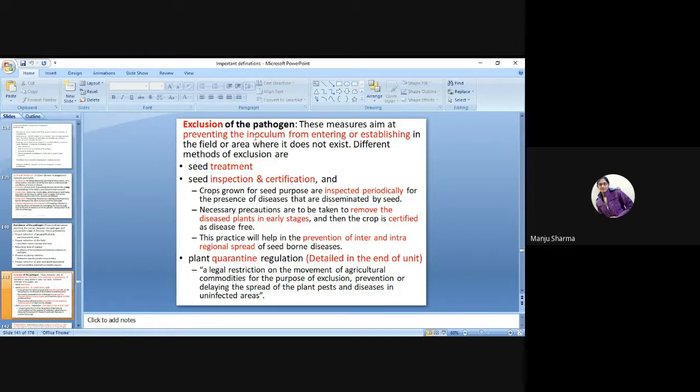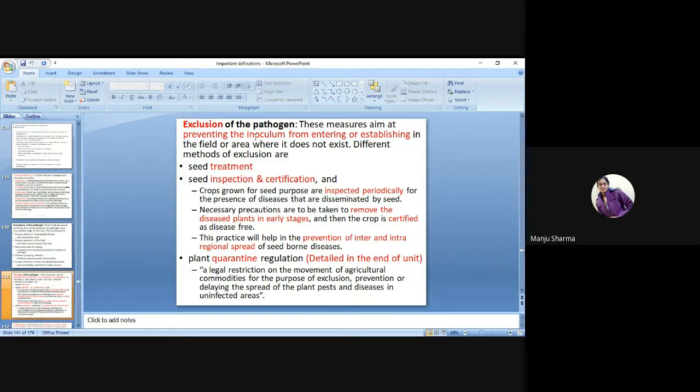Then exclusion of the pathogen. So these measures aim at preventing the inoculum from entering and establishing in the field or area where it does not exist. Different methods of exclusion are like seed treatment, seed inspection, and certification, and the crops grown for seed purpose are inspected periodically for the presence of diseases that are disseminated by seed.